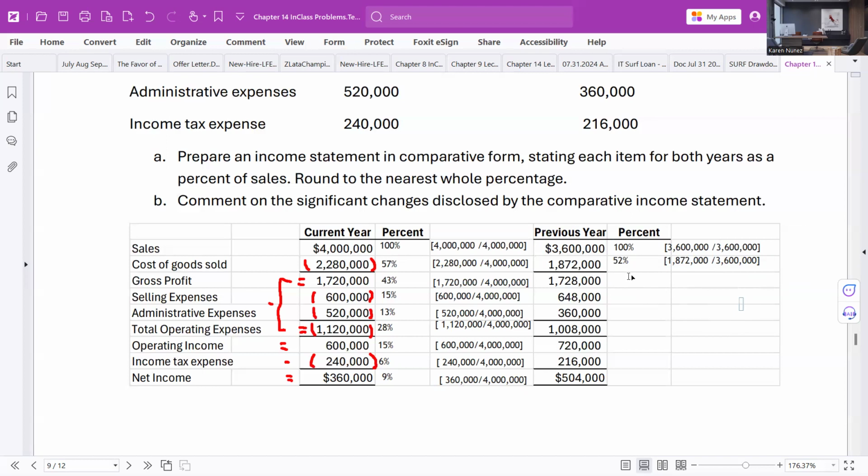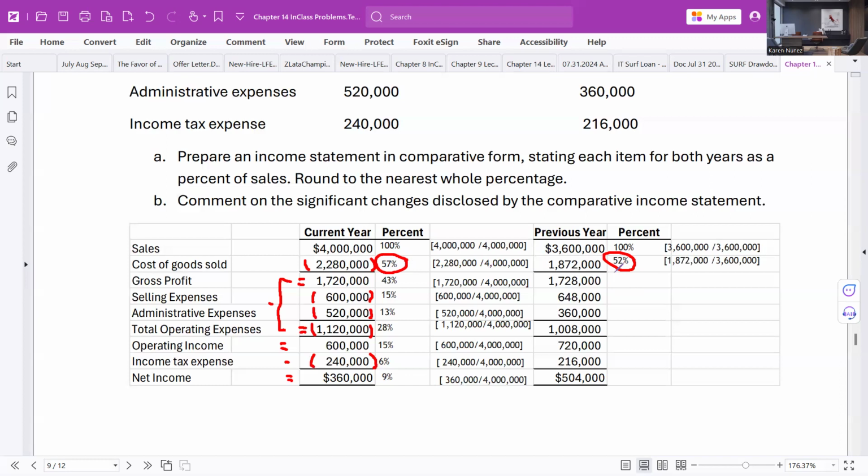So in terms of commenting on changes, the kind of thing that you want to look at is key changes. So you want to know in this case what's going on? Why is cost of goods sold increasing so much? In the previous year, cost of goods sold was only 52% of sales. This year, it's 57% of sales. What's going on? Why is cost of goods sold growing quite so much as a percent of sales? And is that going to continue? Those are the kind of changes you could highlight.